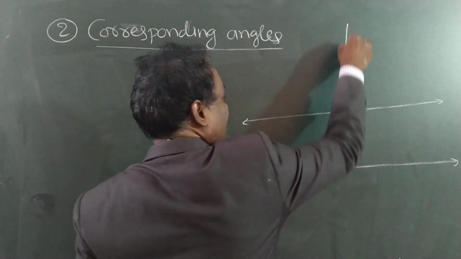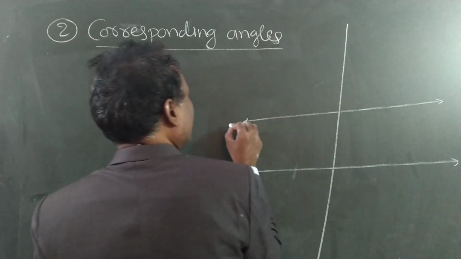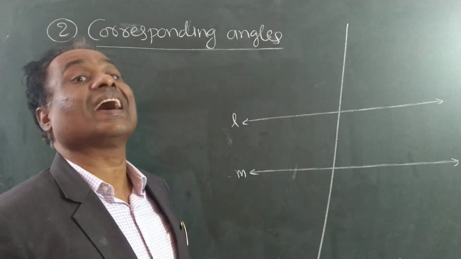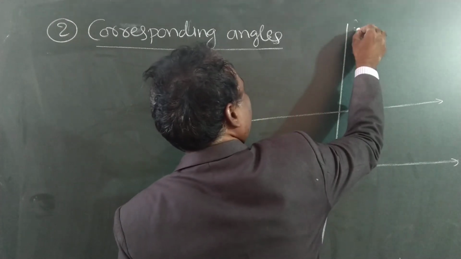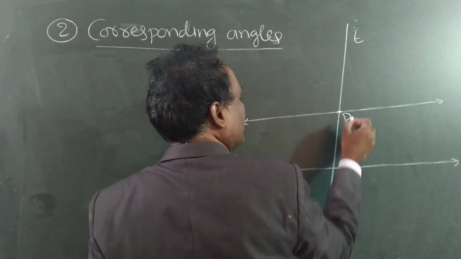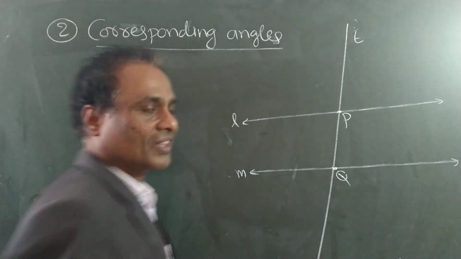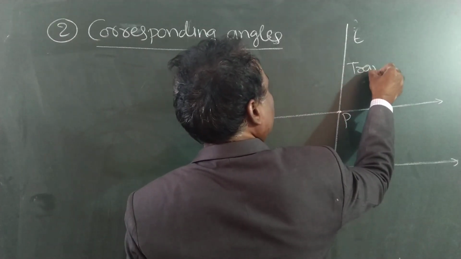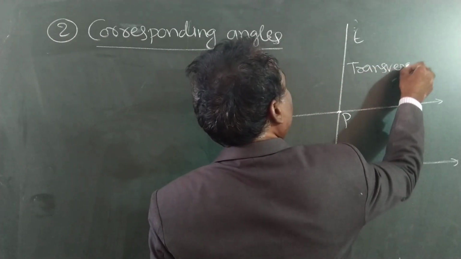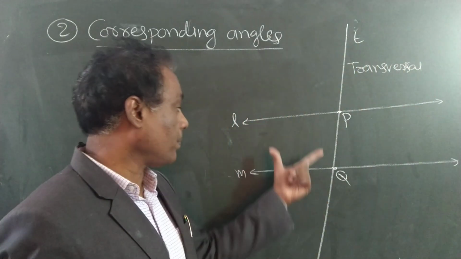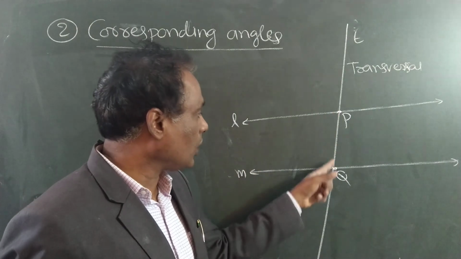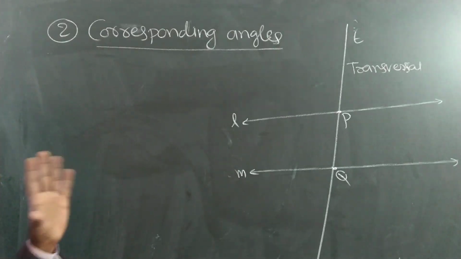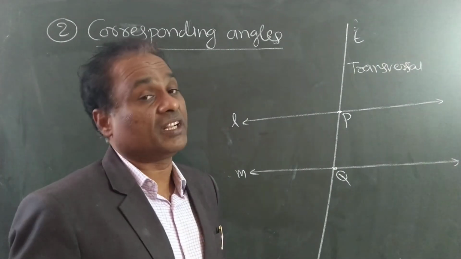A line which cuts these two lines, say this is L, this is M, and this is a transversal. Say a line T, for example. T is cutting the first line at P and the second line at Q. So this is called transversal. Already we studied. If two lines are parallel, a line which meets the two lines at two different points is called transversal. Now very, very important rules, which are very much useful in plane geometry.